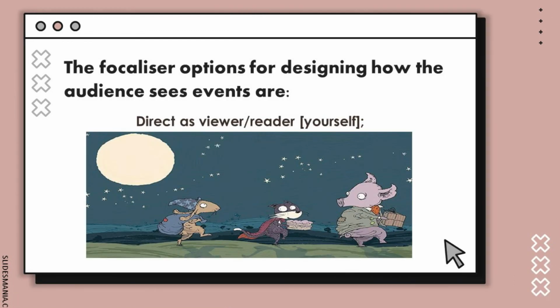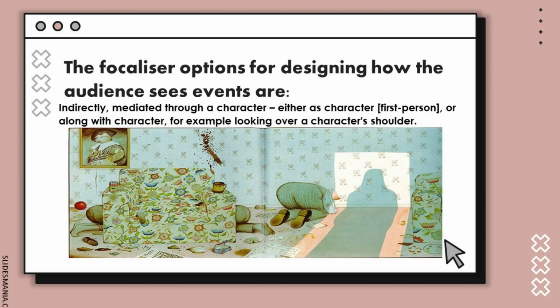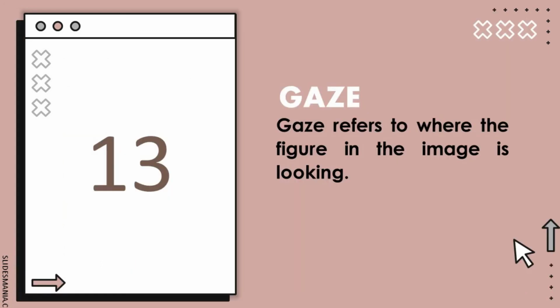The focalizer options for designing how the audience sees events are: 1. Direct as viewer, reader, yourself. 2. Indirectly, mediated through a character, either as a character, first person, or along with character, for example looking over a character's shoulder. Gaze refers to where the figure in the image is looking.